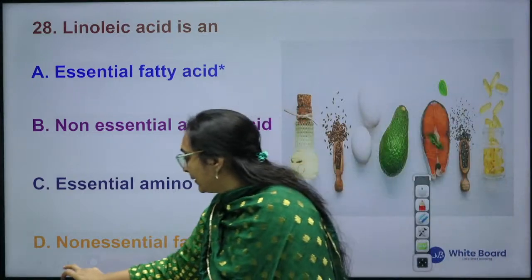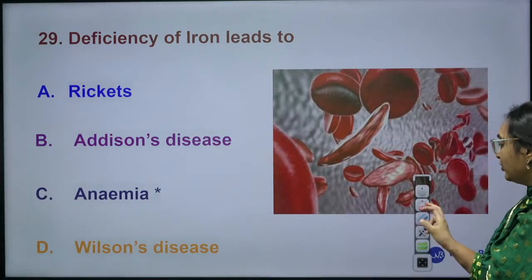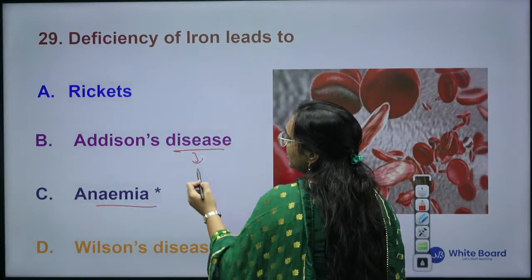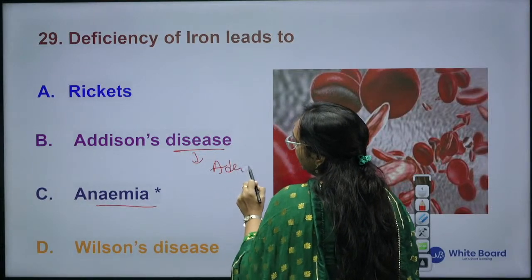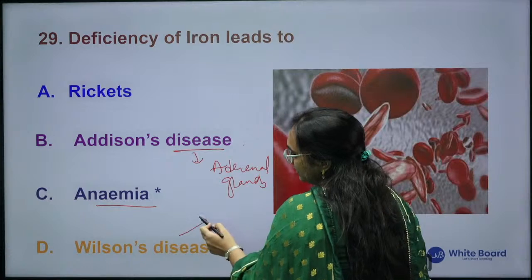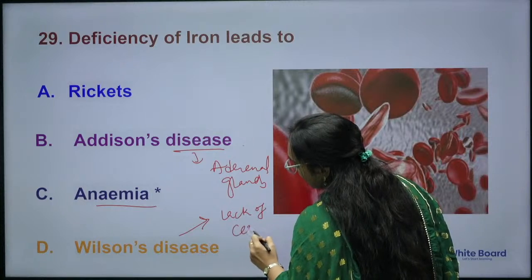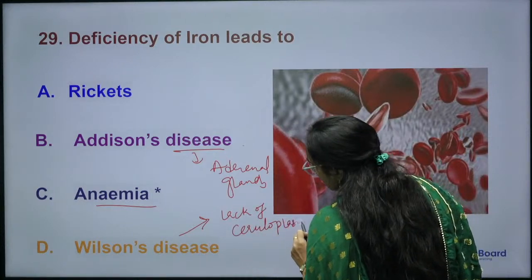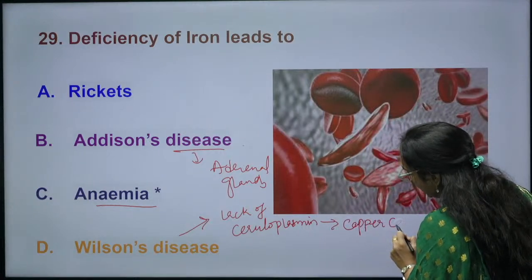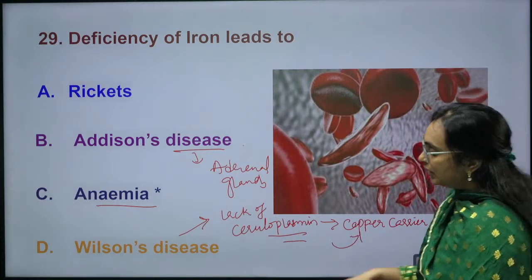Next question. Deficiency of iron, everyone knows, leads to anemia. Addison disease affects the adrenal gland. Wilson's disease is due to lack of ceruloplasmin. Ceruloplasmin is the copper carrier, which carries the copper ions. If it is not there, you will get a deficiency of copper. That is called Wilson's disease.